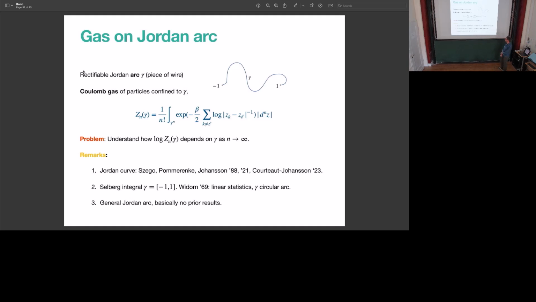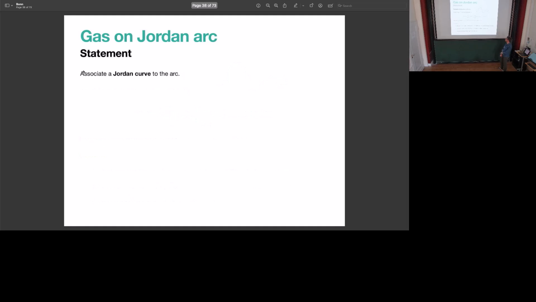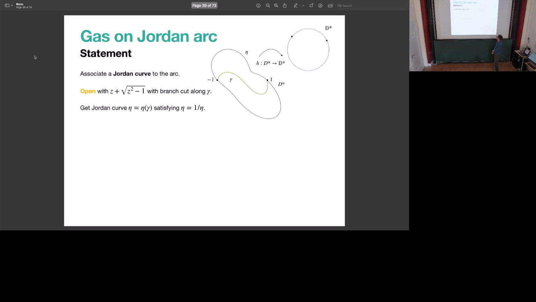Okay, so let me state the result. To give the statement, I will associate to my Jordan arc a Jordan curve. How do I do it? The green curve here is my Jordan arc, so this is what I start with. Then I cut this open in the following way. I consider z plus the square root of z squared minus 1, and I take the branch cut along gamma.